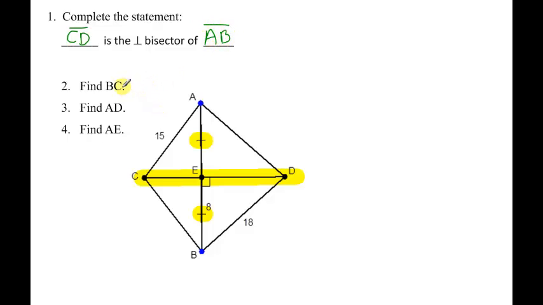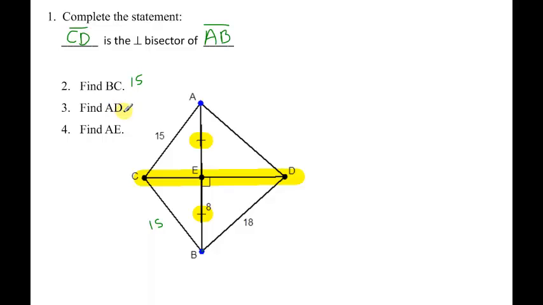So let's find some answers here. We want to find the distance from B to C. So how far is it from B out to C? Well, C is on the perpendicular bisector. So going from C to B is going to be the same as going from C to A. C to A is 15, so C to B is also going to be 15. These guys match. B to C, C to B, whatever. This is 15.